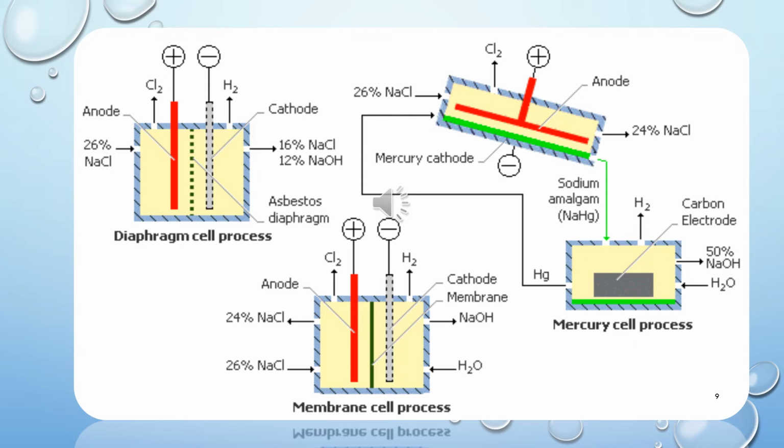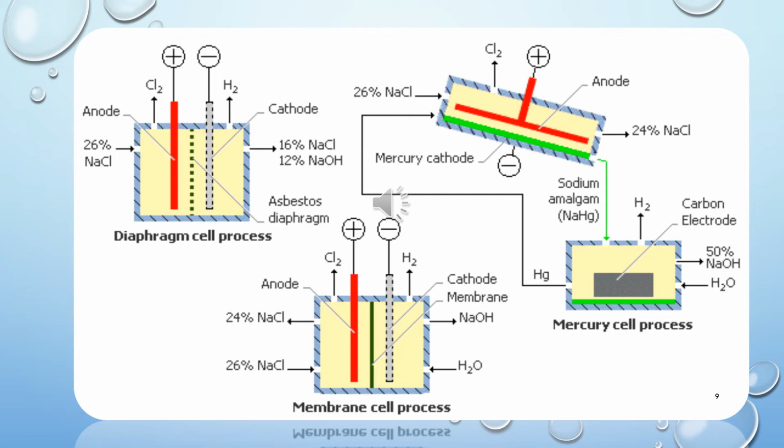And the next one is mercury cell process. Here you can see that anode is red color and cathode is gray color. Here the thing which is very important is that in mercury cell process you are using the cathode of mercury, due to which this process is known as mercury cell process.